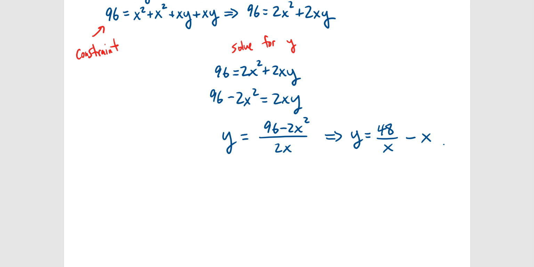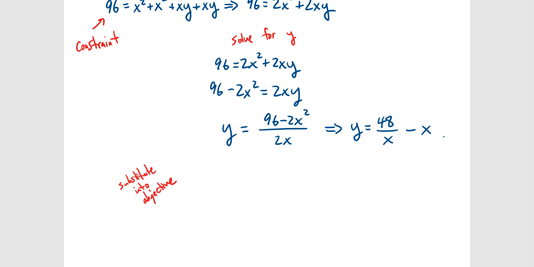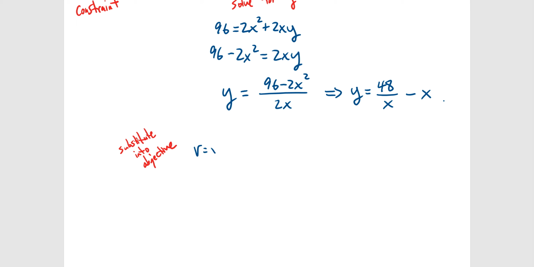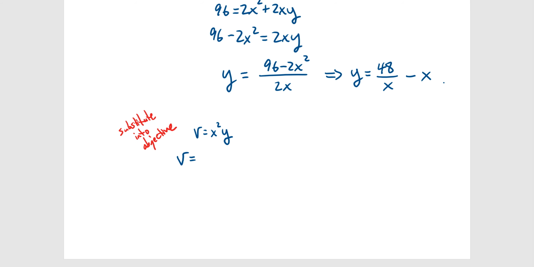Okay, and now we're going to go ahead and plug that into our objective equation. And our objective equation was volume equals x squared times y. We plug in what we just found for y, which was this right here. That's going to be x squared times 48 over x minus x. Go ahead and distribute the x squared. That's going to give us 48x, because x squared divided by x is just x, minus x squared times x is x cubed.